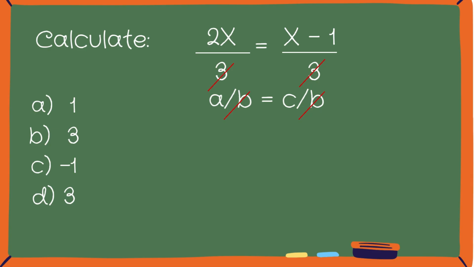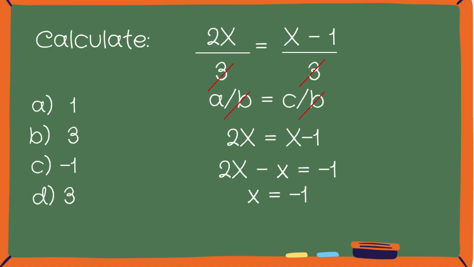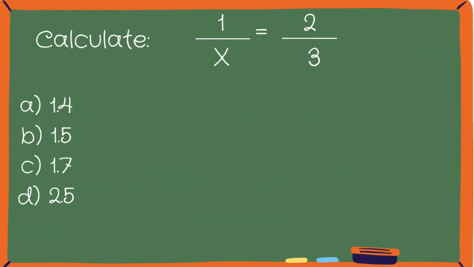So what was left here? Because we were choosing the fastest way, above was 2x, and here was x minus 1. This x, which is added, will go to the other member. Then we will have here 2x minus x, and here we have minus 1, where 2x minus x is x, equal to minus 1, which is the answer to our exercise. Then we're going to mark the answer, which is the letter C, having solved the exercise.